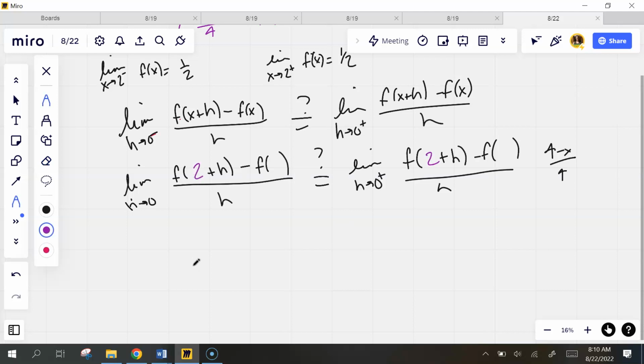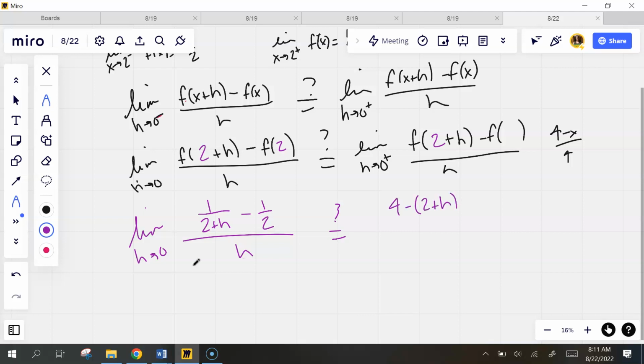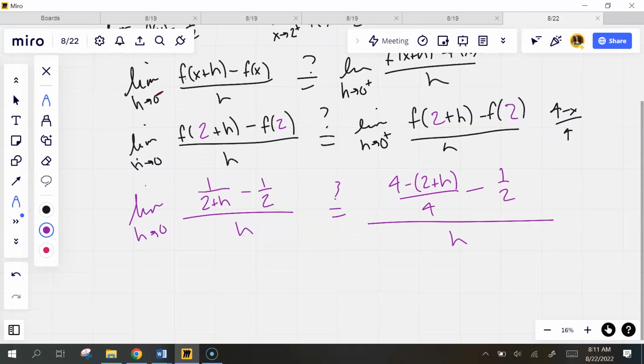Sorry. 1/2 is the function value at that point, and that's my limit. Okay. My bad. Limit as h goes to 0 of 1 over 2 plus h minus 1 over 2, all over h. That's a lot better to work with. 4 minus 2 plus h over 4 minus, if I plug 2 in, I get 1/2 over. Common denominators is what I need.